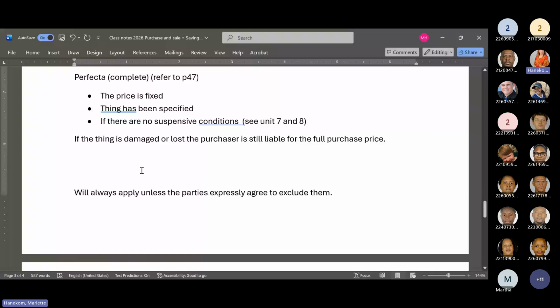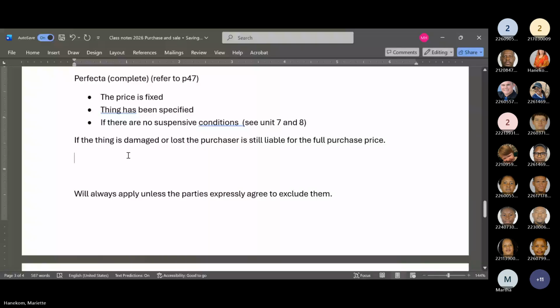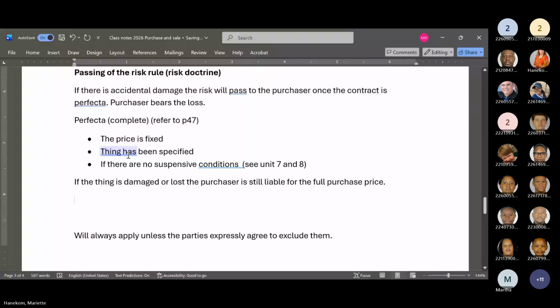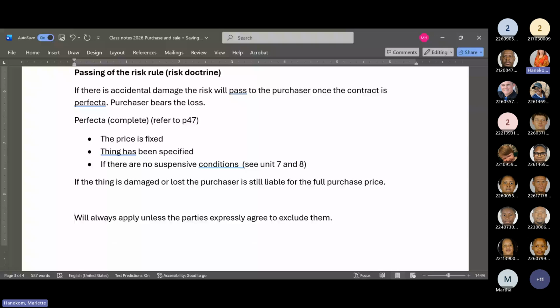Okay, let me just get my thoughts together here. I think that's about what I wanted to say about the passing of the risk rule. Price is fixed. If the thing is damaged or lost, the purchaser will be liable for the purchase price. This will always apply unless the parties agree to exclude this. You are free and the shopkeeper is free.